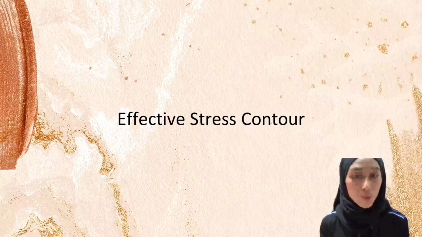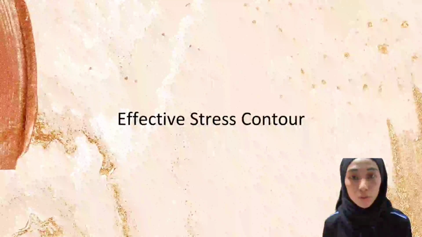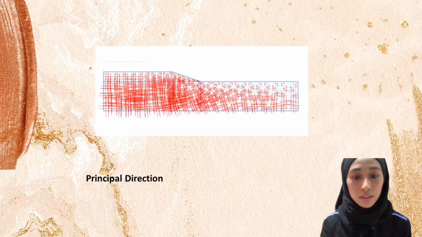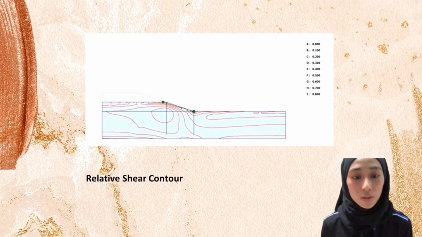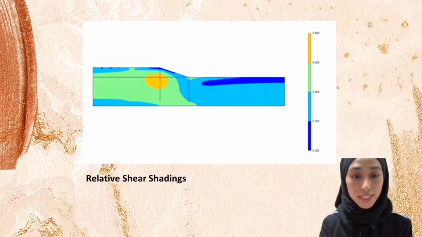As for effective stress contour, it is the stress that keeps particles together. And as for soil, the stress is pore water pressure and also total stress. The first picture is effective stress, which shows the principal direction, as you can see from the red lines. Next is the mean contour, and also the relative shear contour. This image shows the mean shadings. As for this image, it shows the relative shear shadings for the effective stress.